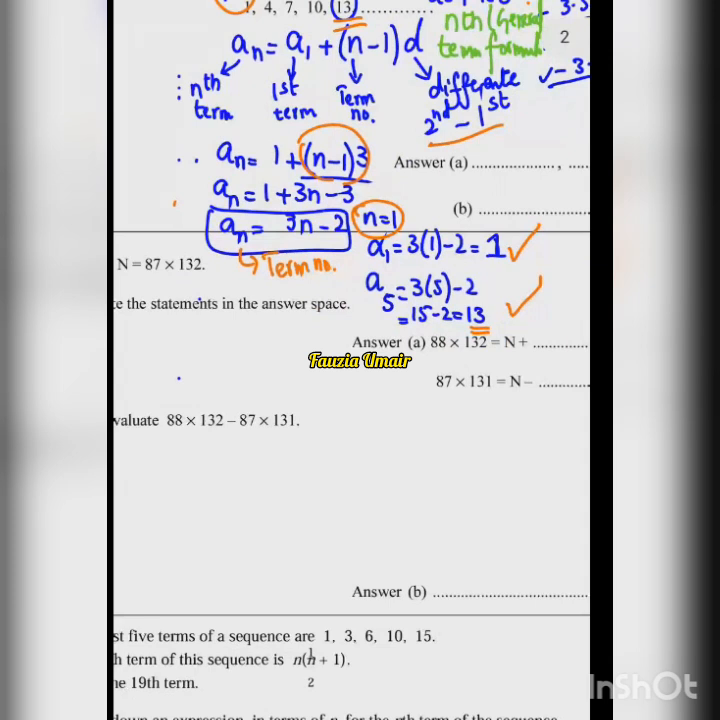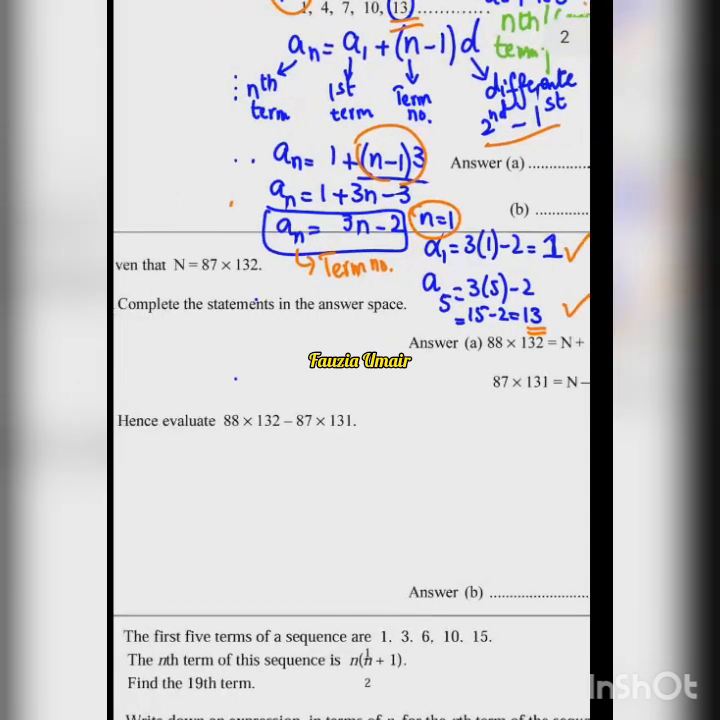So the next question is a question from, you can say, so the question is that given that n is equal to 87 multiplied by 132. Okay. So you need to calculate two things. First of all, you need to find out the answer of 88 multiplied by 132.